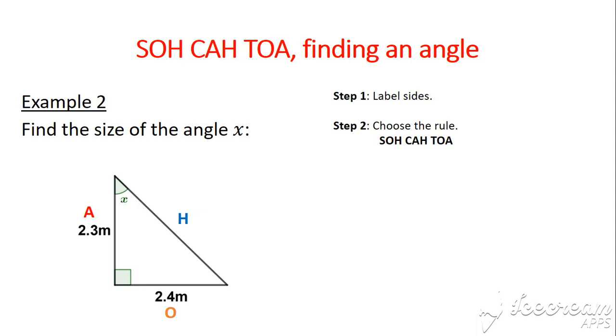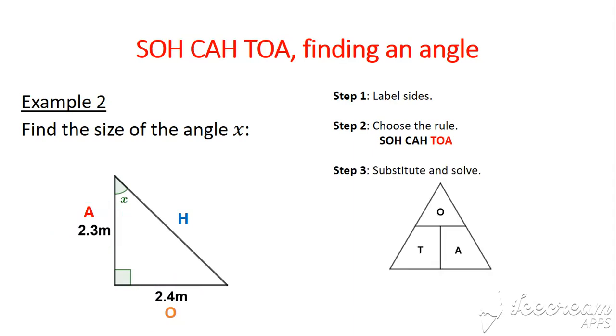So SOH, CAH, or TOA. Now, because we're finding an angle, we know two sides. We need to know two sides to find an angle. So the first side is the opposite, and the second side is the adjacent. So the rule must have an O and an A in it, OA. So it must be my TOA rule.